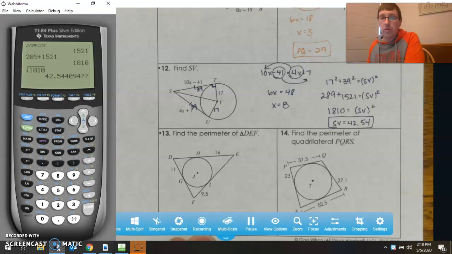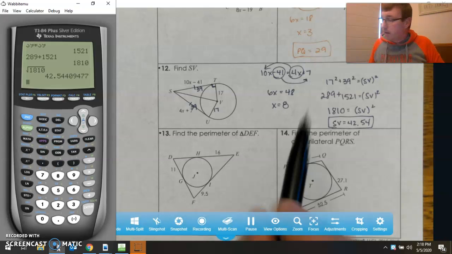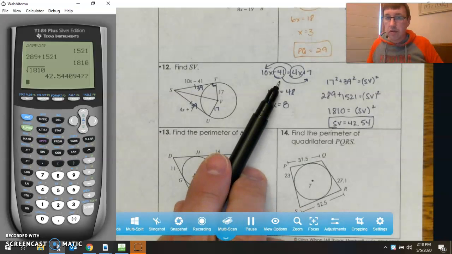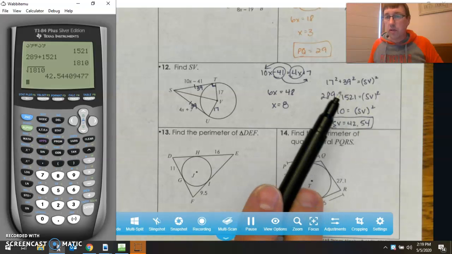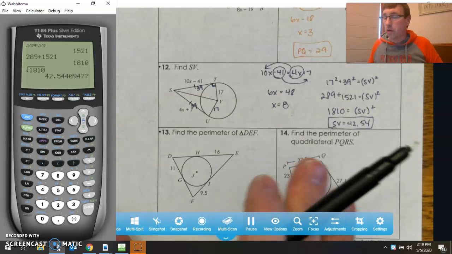Okay, hopefully I went through that nice and slow for you. Again, we've done problems like this before. Should be nice and quick. We've also done the Pythagorean theorem a whole bunch of times before.